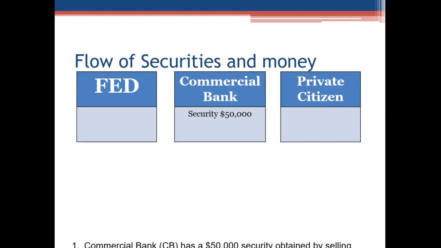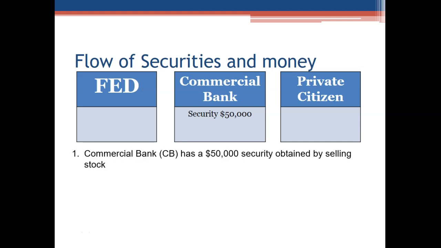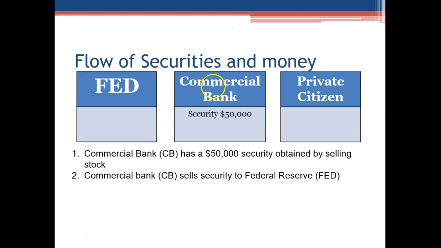So the bank has a security. Okay, commercial bank, CB, has $50,000. Let's just say they had stock, they sold that, they got a security. Why would they want to do that? There's interest on a security, so maybe that's the reason why. But now they want to get rid of this, so they're going to sell the security over to the Fed, Federal Reserve Bank.